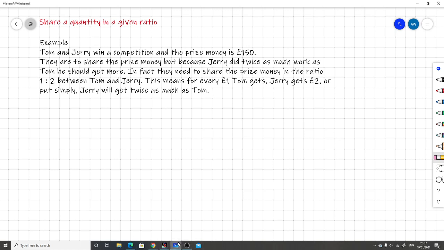Okay, this video is about sharing a quantity in a given ratio. I'm going to work through two examples, fairly basic examples, where we take a quantity and share it in a ratio given in the question. Okay, let's look at this first example.